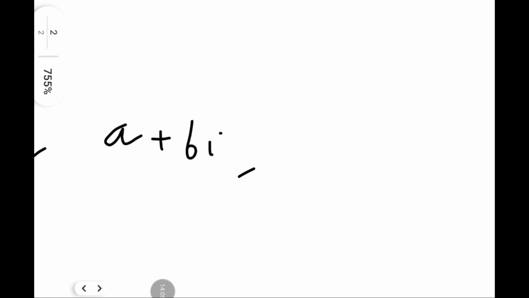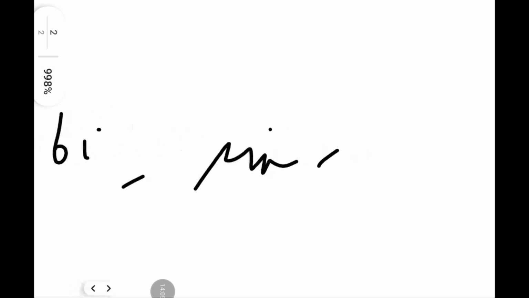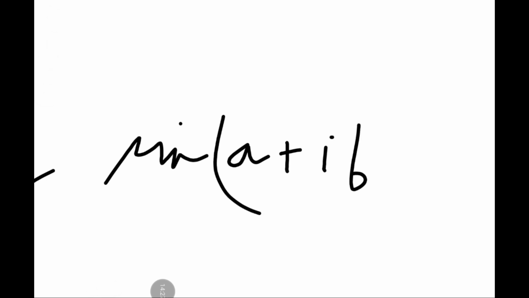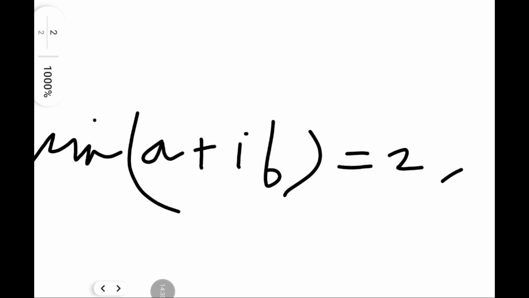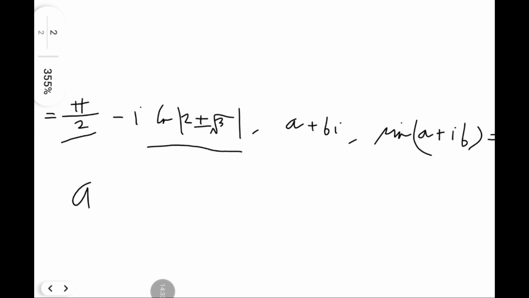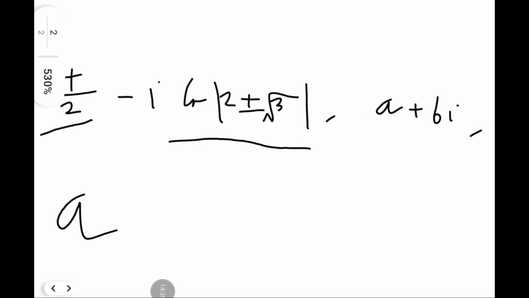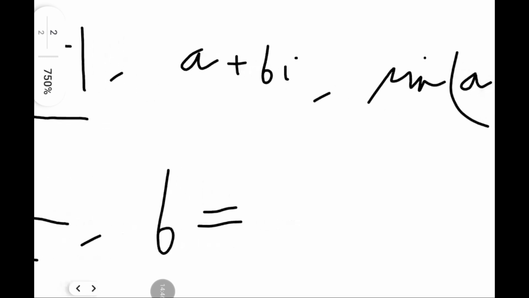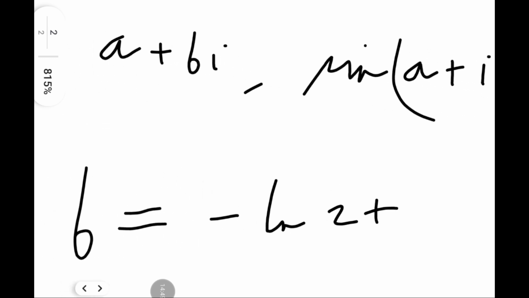We know therefore that sine of this complex number, which is a plus i b, equals 2 when a and b are equal to those. When a is equal to pi over 2, and when b is equal to negative ln of 2 plus or minus root 3.